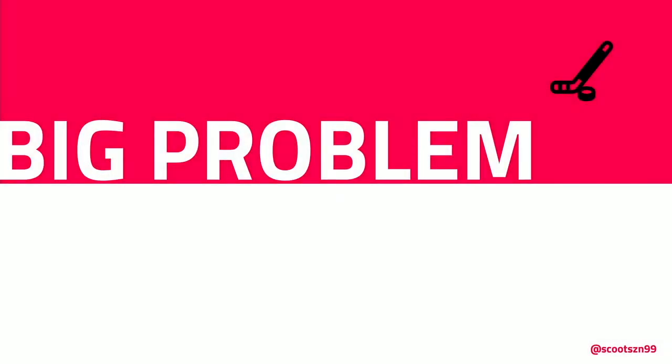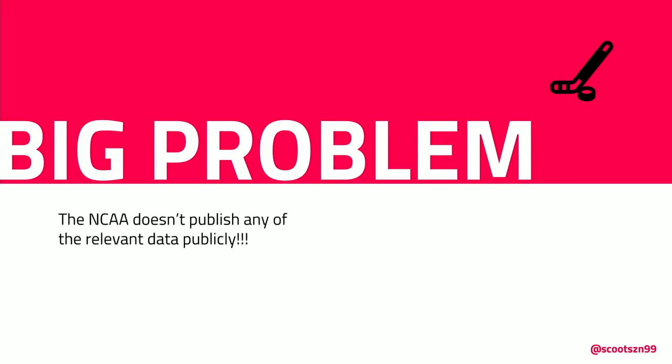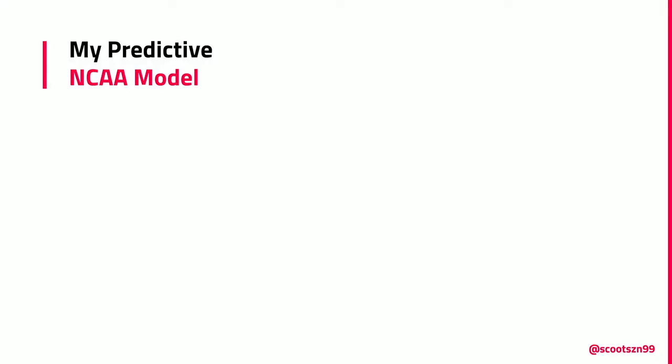So the big problem with the NCAA is that, as Hannah was mentioning earlier, there's a lack of available data compared from the NHL to the NCAA. There's no shot location data, there's no shift data, there's no time on ice data, and a lot of this stuff is very important for calculating a lot of the metrics that are used in certain models. So what I tried to do was emulate the same thing, but for the NCAA.